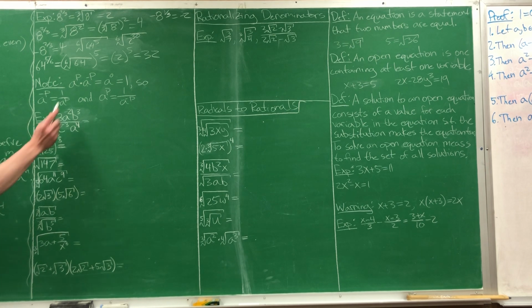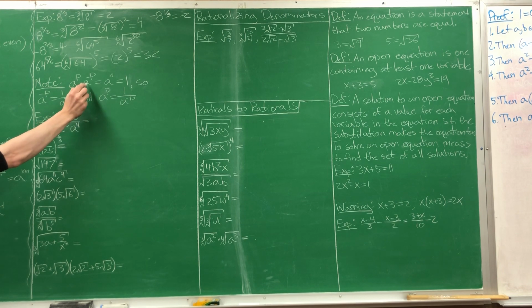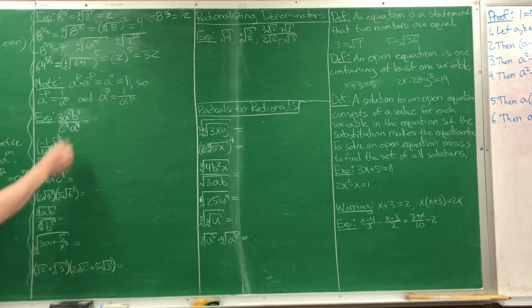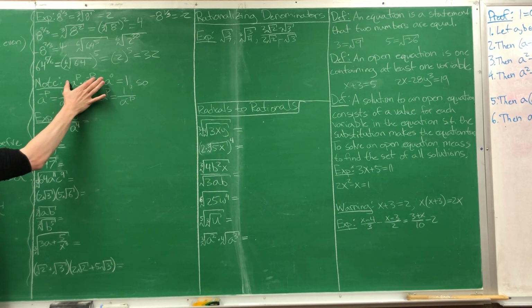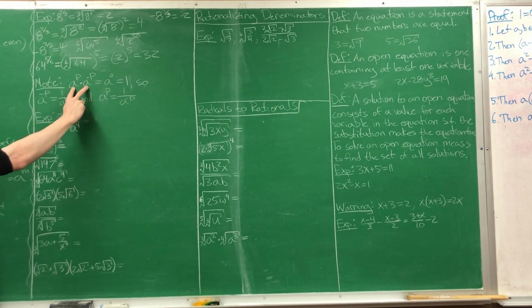Okay. So now, note something that we already know. A to the p times a to the minus p, where p is some positive integer. So a to the p times a to the negative p. What do we do when we multiply 2 terms together with their exponents? We add the exponents, right? When you multiply terms, you add exponents. What's p plus negative p?